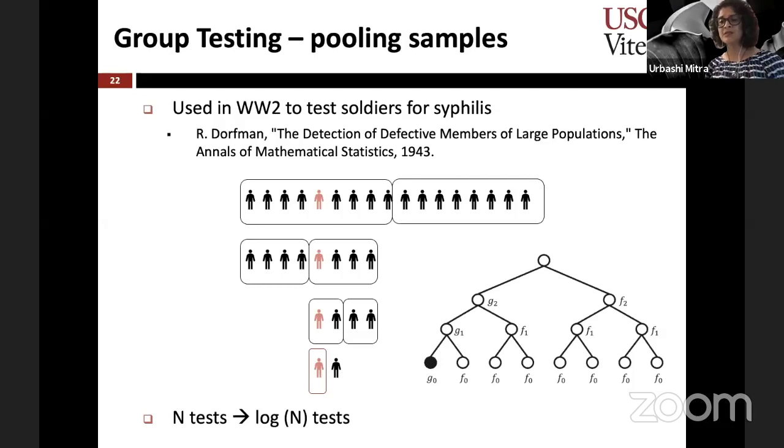And so you can see what we're doing here is essentially binary search, and we're creating a tree for testing all of the possible individuals. The important point, of course, is that we go from n tests for n individuals to something that's logarithmic in n, which is a much smaller number.